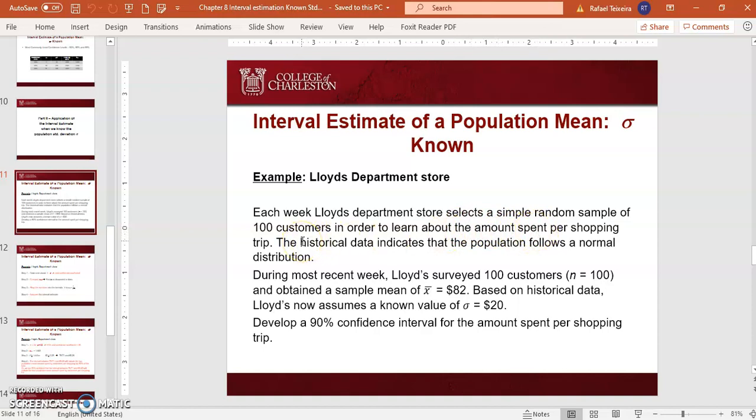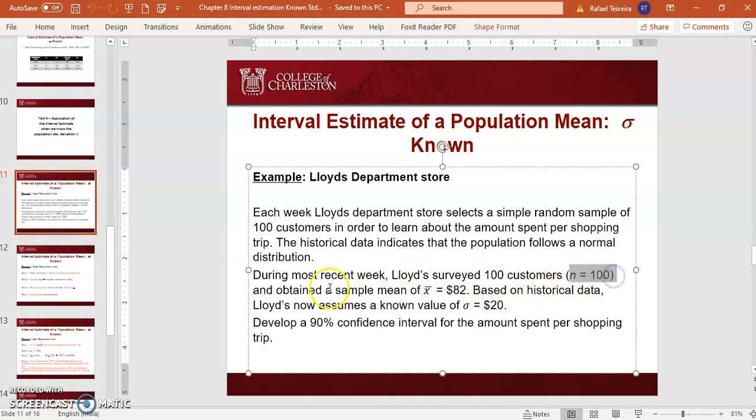So they want to know how much customers spend, which is fair because they want to plan their operations, plan sales, and so on. So Lloyd surveyed 100 customers, so we have our sample size, and obtained a sample mean of $82. Based on historical data, Lloyd now assumes a value of population standard deviation of 20. So I know the population standard deviation, so I have to develop a 90% confidence interval.